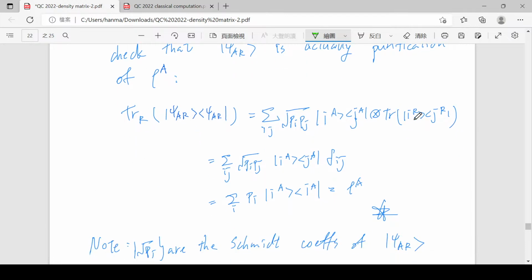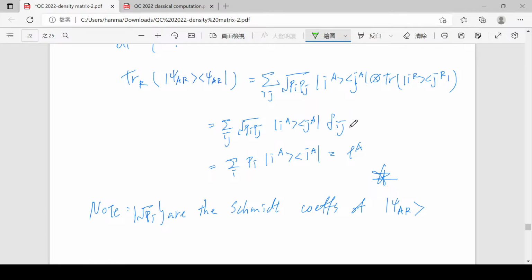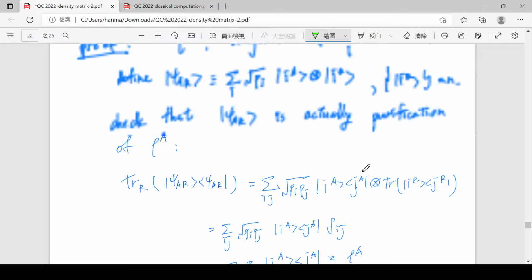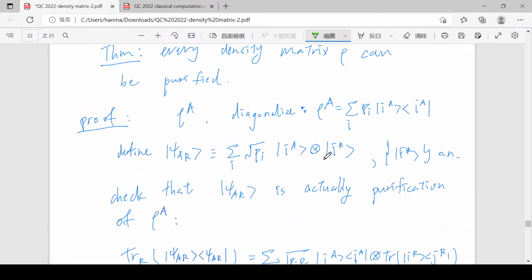And that's once again using the cyclic property of trace. So this is really the inner product of J R and I R, so that's just delta Ij. And when you sum over J, delta Ij just changes every J into I. So this is really just sum over I of Pi |Ia><Ia|. And this is exactly the rho A we started with.